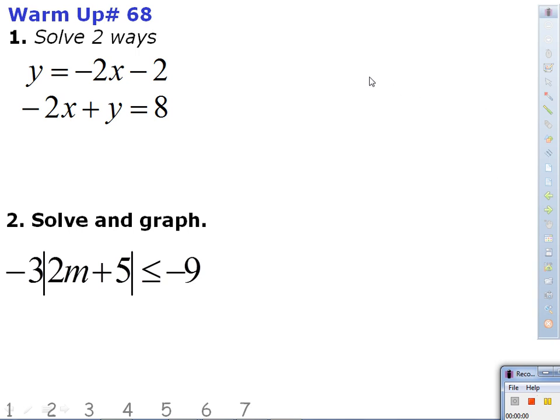So, number one, look at number one. It says solve two ways. So, if we solve two ways, that means there has to be two ways of solving this one. Now, what we're looking at for number one is a system of equations. Why is it a system of equations? Because we have two or more linear equations. Do we have that? Yes. Do they have the same variables? Yes. Therefore, to solve this, the first way that I showed you was by graphing.